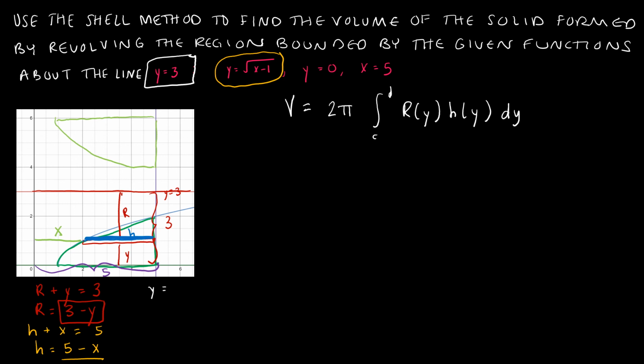So let's do some math here. If y is equal to root x minus 1, I can square each side to get y squared equals x minus 1. And again, I'm trying to get x by itself, so I'm going to add 1 to each side, so I get y squared plus 1 is equal to x. So I'm going to write this as 5 minus y squared plus 1, which reduces to, again, 5 minus 1 is 4, so 4 minus y squared. So this is going to be my h of y, 4 minus y squared.